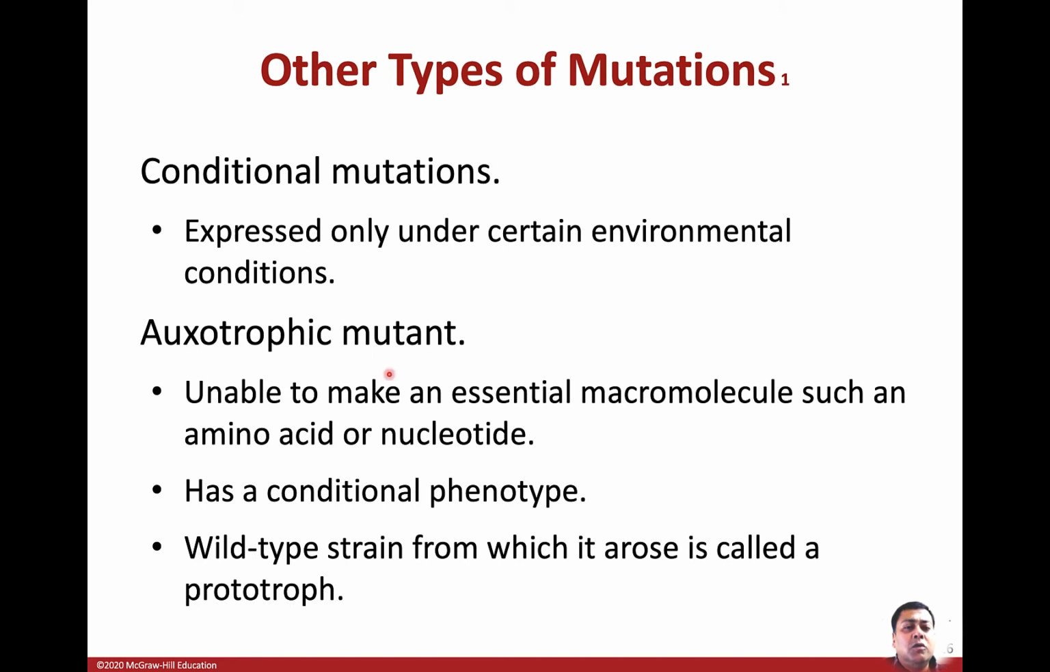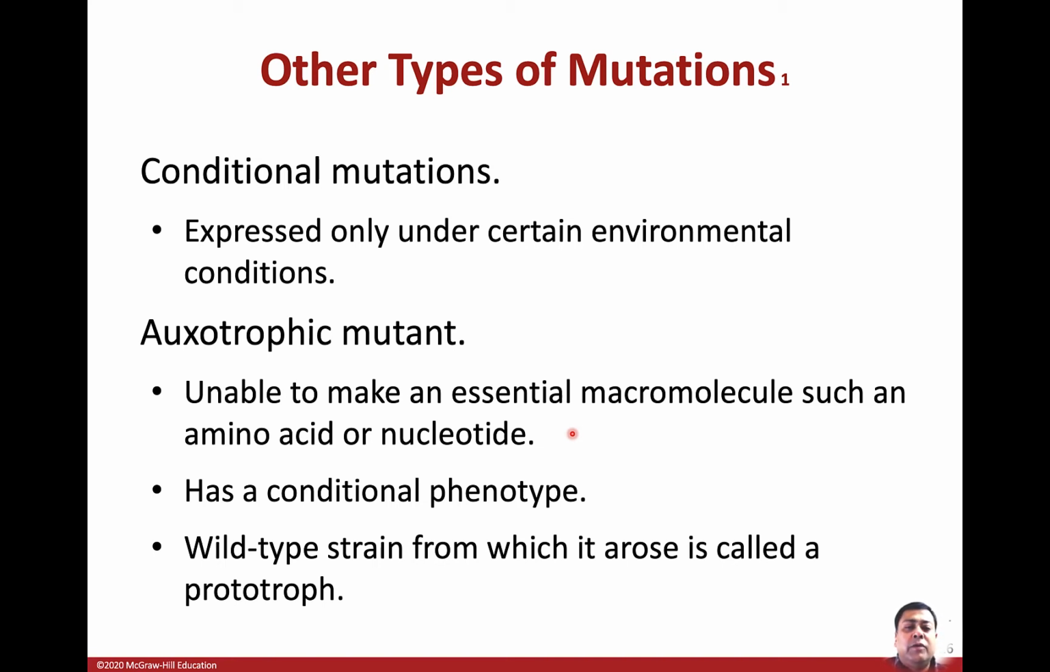On the other hand, auxotrophic mutants are unable to make an essential macromolecule such as an amino acid or a nucleotide, and have a conditional phenotype. So suppose one bacteria cannot make histidine, and it is an auxotrophic mutant for histidine. If the amino acid histidine is supplied from outside, it can grow. Without it, it will not be able to grow. Suppose one bacteria is an auxotroph of cytosine. If cytosine is provided in the media, the bacteria will grow, but without cytosine in the media, it will not grow. So it's an auxotroph for cytosine.